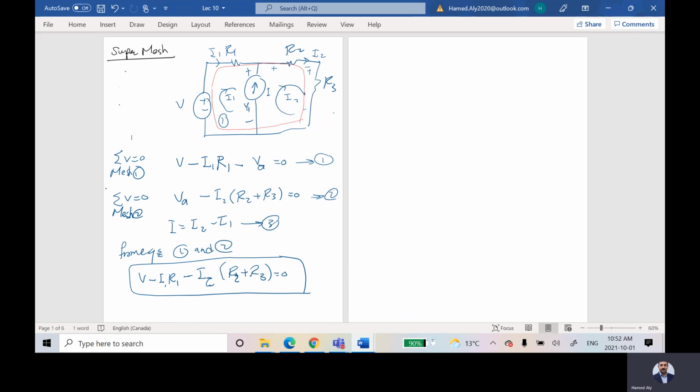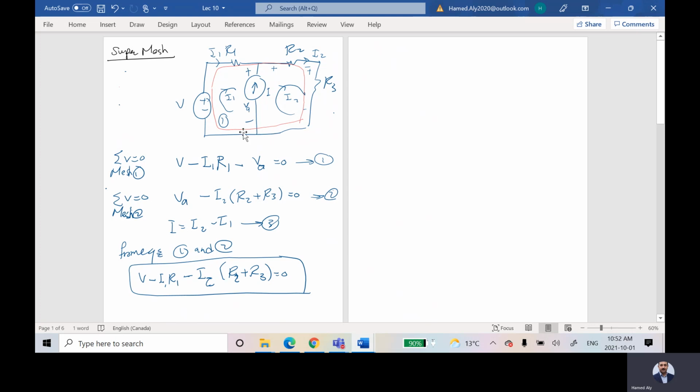Am I right? And this is what we are calling super mesh. Super mesh means I have two meshes like those, and in between there is a current source. They are sharing a current source between them. There is no need to say summation of the voltage here is equal to zero and summation of the voltage there is equal to zero. I can say summation of the voltage for that super mesh is equal to zero.